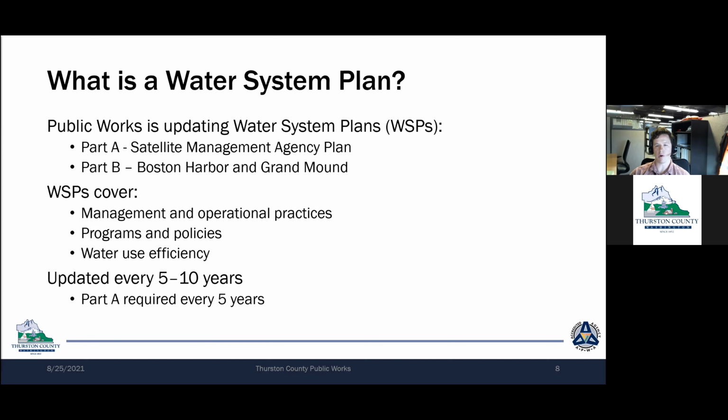There are generally two parts to a water system plan. Part A, which discusses all water systems operated by Public Works, and Part B, which are system specific for systems that require additional planning. Water system plans cover management and operational practices, system planning, water system programs and policies, as well as water use efficiency. Water system plans are updated every 5 to 10 years, with Part A being updated roughly every 5 years.